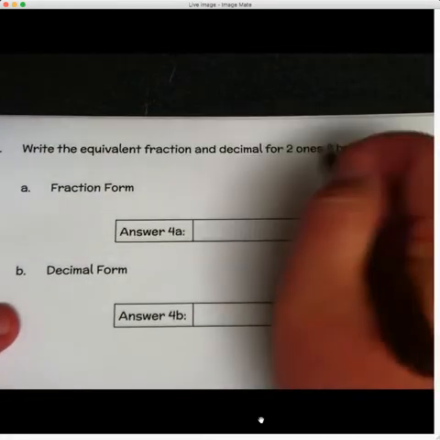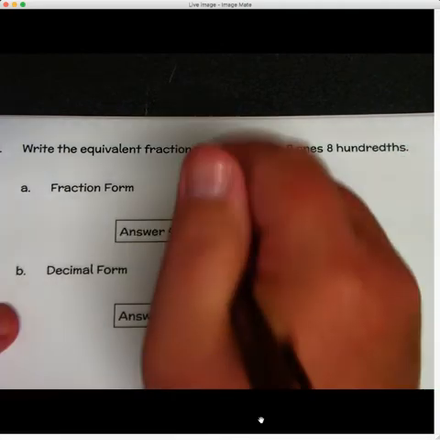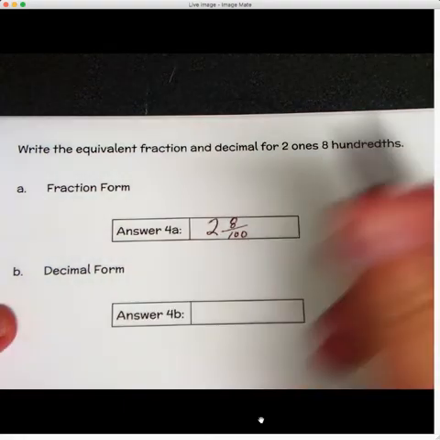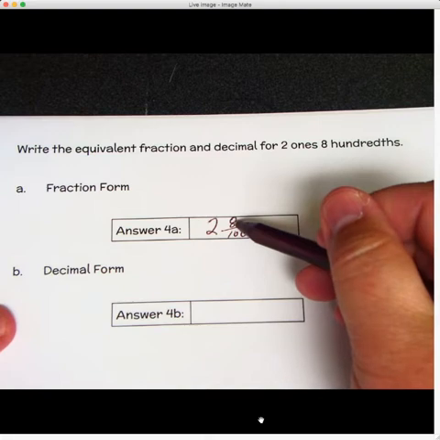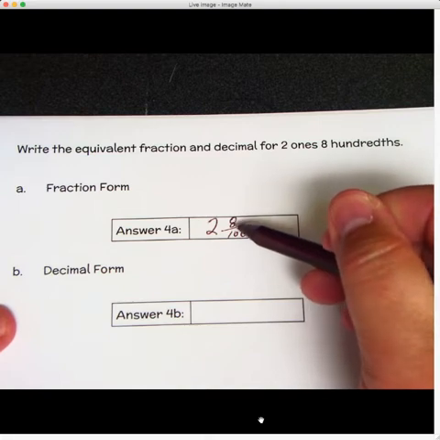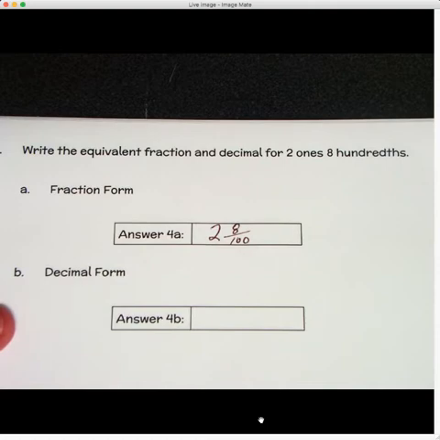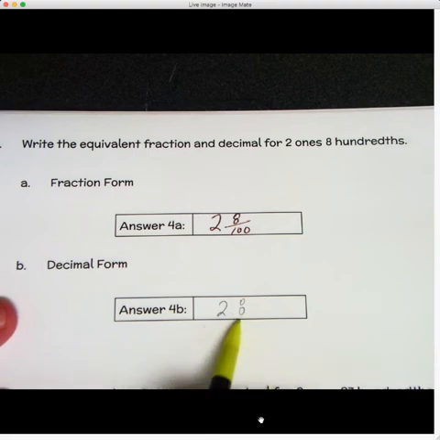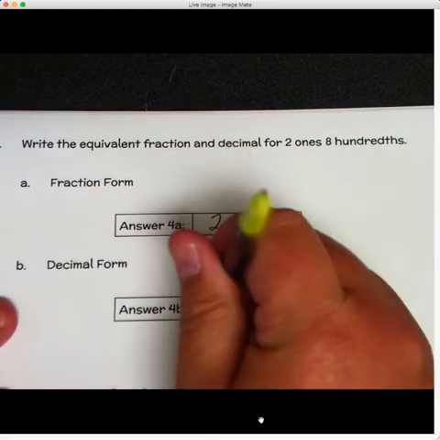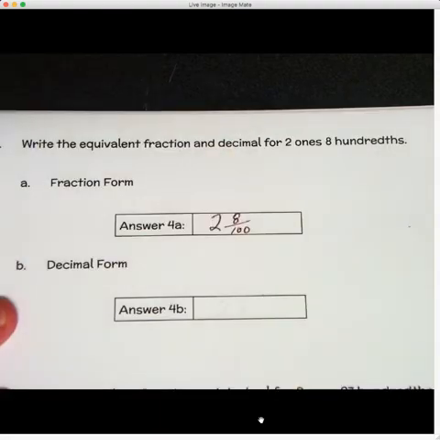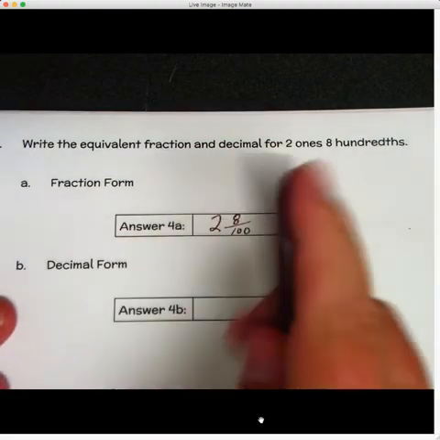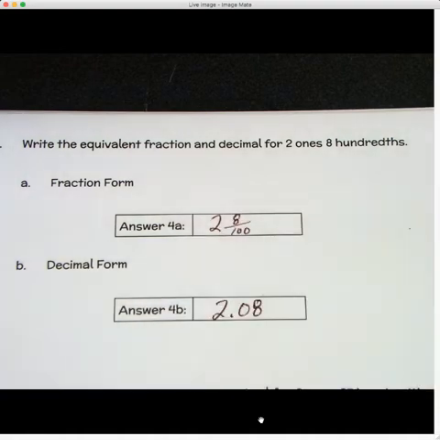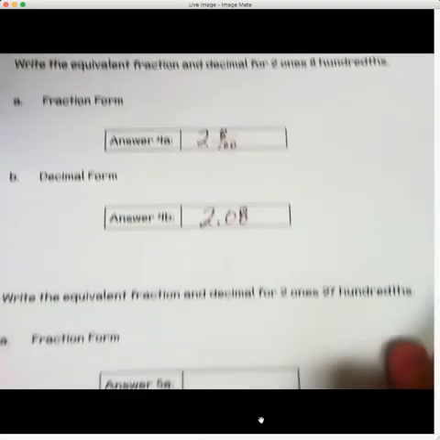Next one, same thing. 2 ones and 8 hundredths. Fraction form. 2 ones, 8 hundredths. Notice this one. Again, we don't have a double-digit number on top, so we're just going to put that 8 not in the tenths place. When you see one like this, don't put 2.8. That's 2 and 8 tenths. That's not right. We're supposed to write 2 and 8 hundredths. So we've got to make sure we put the 8 in the hundredths place. Again, if we don't have any tenths, we just put a 0 in that tenths place. So be careful with those.